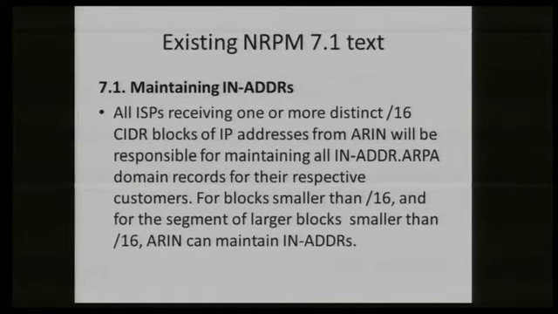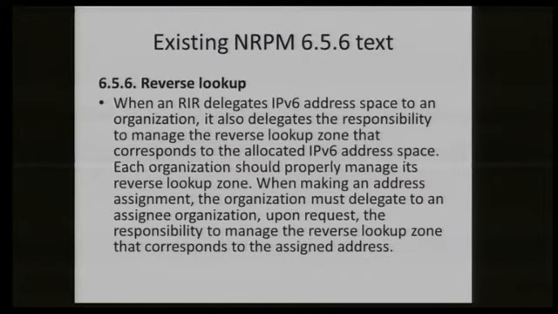The text that exists in NRPM 7.1 involves maintaining IN-ADDRs and reverse lookup, pretty much the same thing for IPv6.